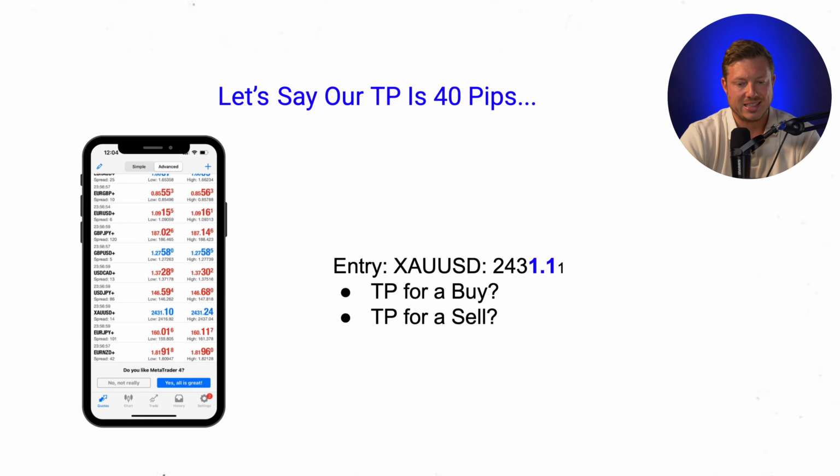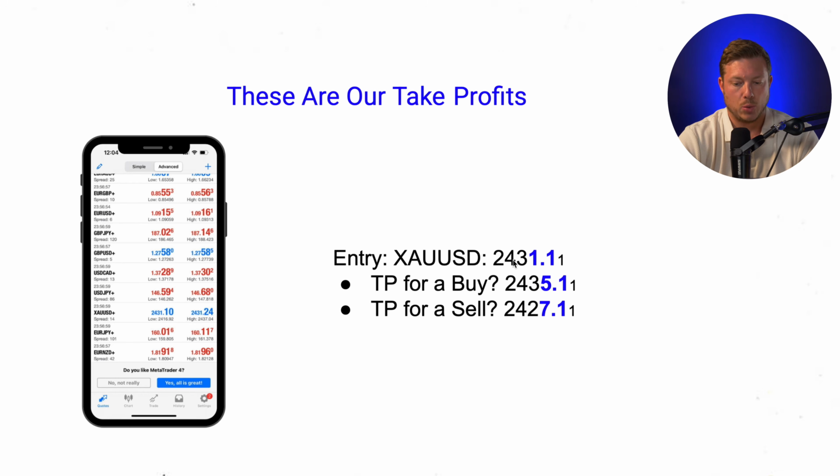So in these scenarios here, let's say our take profit is 40 pips and you were going for a buy or a sell, this is what it would look like. It would go from 1.1 to 5.1 because that is 40 pips. Remember, this is 1, 2, 3, 4, 5, 6, 7, 8. And then as it changes over to 10, that'd become 2, that'd become 3, that'd become 4. So in this scenario here, we've gone up 40 pips.